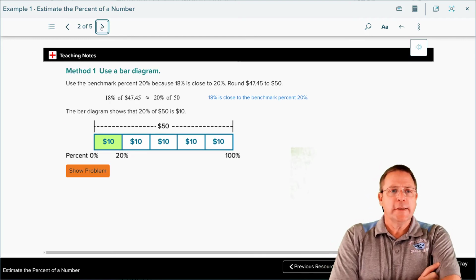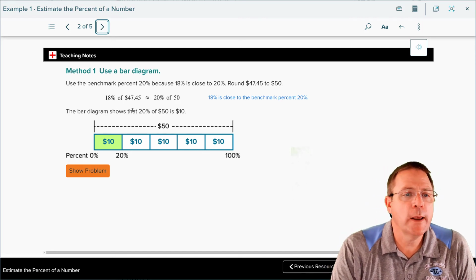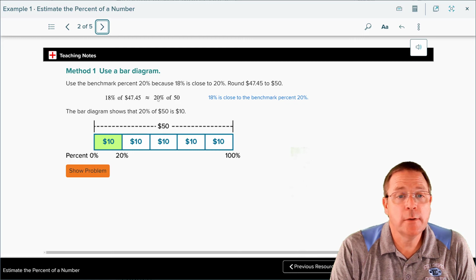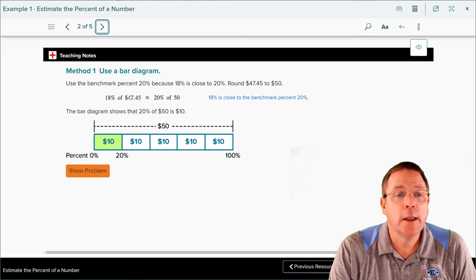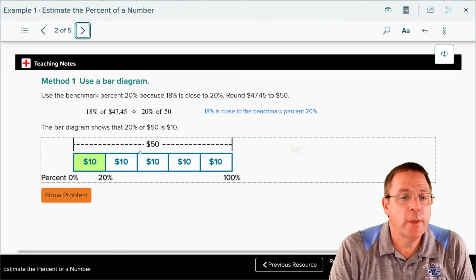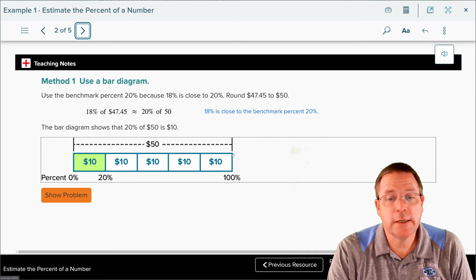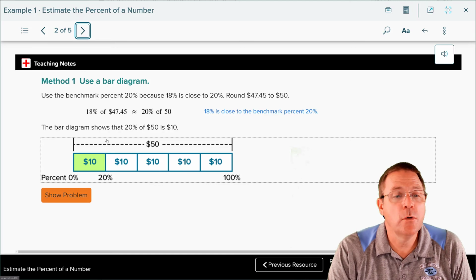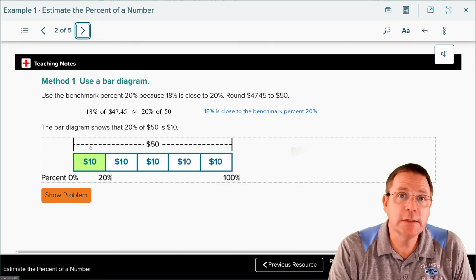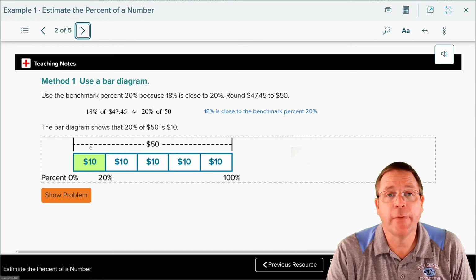Now, if you wanted to look at that same thing using a bar diagram, you can see where they broke it down. They had the 18%, they changed to 20%, just like I said. The 47.45, they changed to 50, just like I said. And from there, they put all this in a bar diagram where all of it added up to $50, and they broke it down by percents, where you had 20, 40, 60, 80, and 100%. So 20% of $50 is going to be about $10. Now, a bar diagram is a perfectly good method. It's not the one I would have used.